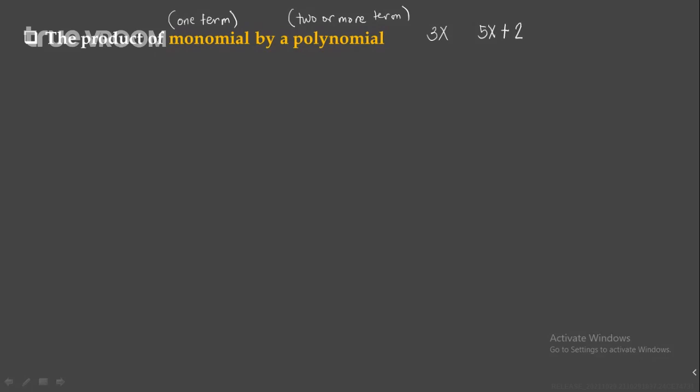This is a polynomial because it consists of how many terms? Two terms. It is separated by a plus sign. So two terms, that is polynomial. Also, for example, 2x squared plus 3x plus 2. How many terms does it have? 1, 2, 3. So it has 3 terms, so we consider it a polynomial.